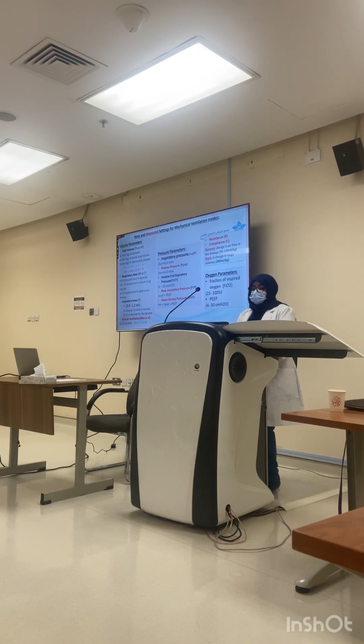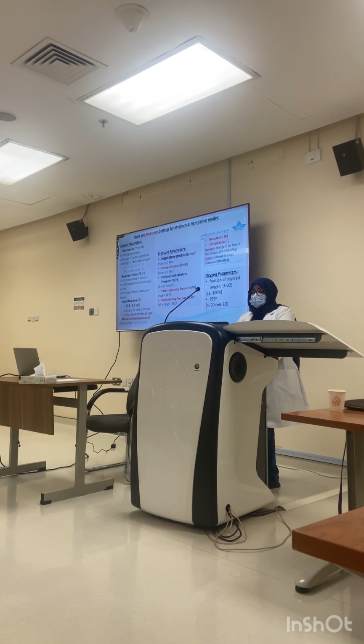The second setting we have here is respiratory rate. Respiratory rate is usually set with a normal range of respiratory rate for normal people. So let's say from 12 to 20 or 15 to 20, the normal breath. And for patients with acute lung diseases or acute lung injuries, we're going to use a higher rate. We're going to go up to 20 to 30. And for obstructive diseases, we may use a lower rate, from 8 to 15.